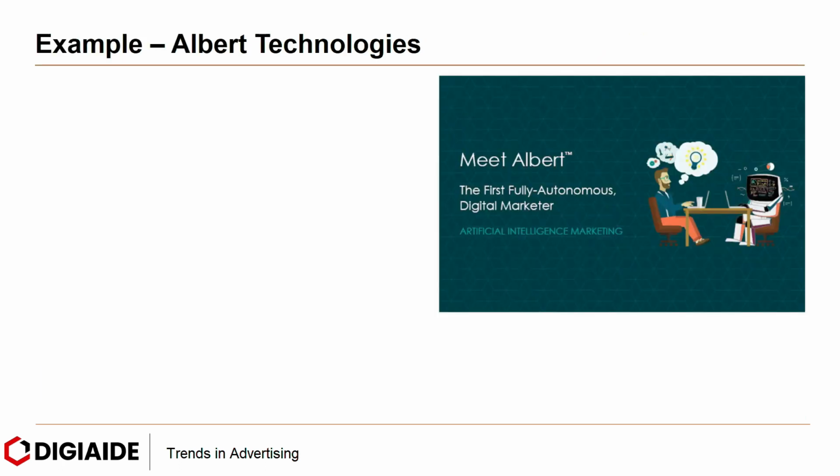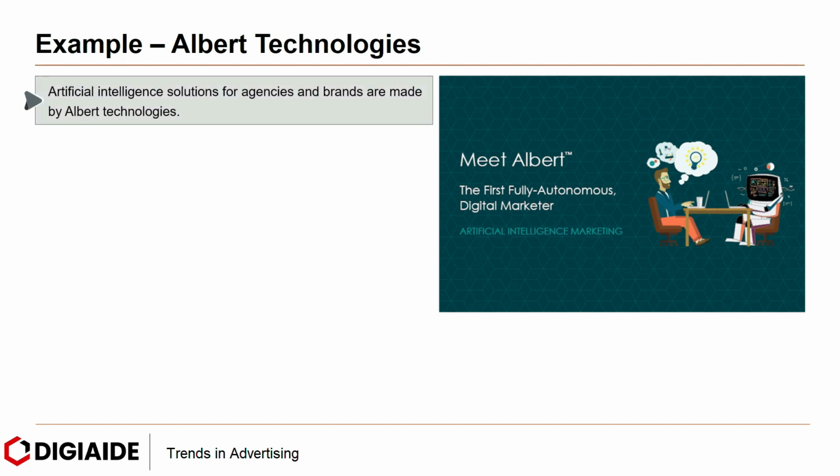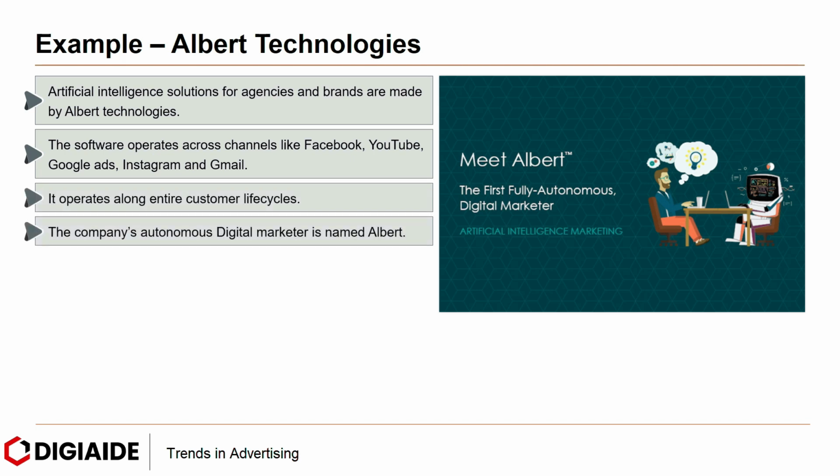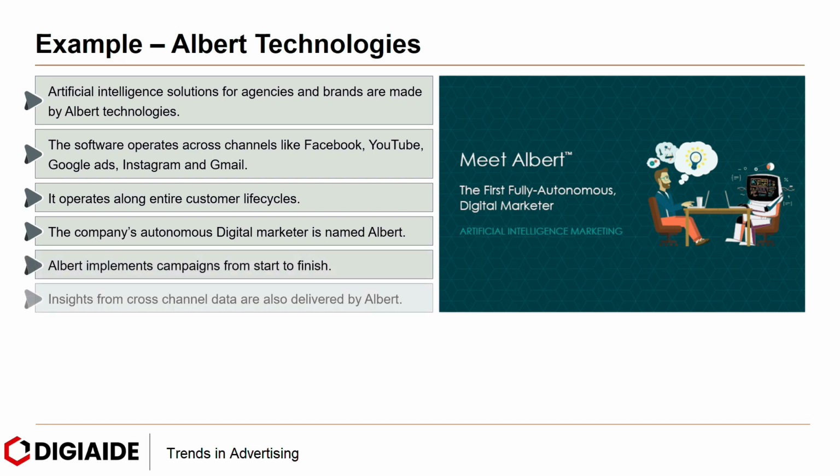And one company nailing this is Albert Technologies. Artificial intelligence solutions for agencies and brands are made by Albert Technologies. The software operates across channels like Facebook, YouTube, Google Ads, Instagram, and Gmail. It operates along the entire customer lifecycle. The company's autonomous digital marketer is named Albert. Albert implements campaigns from start to finish. Insights from cross-channel data are also delivered by Albert.